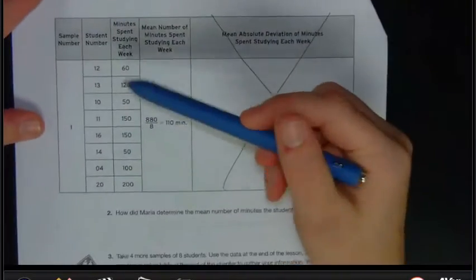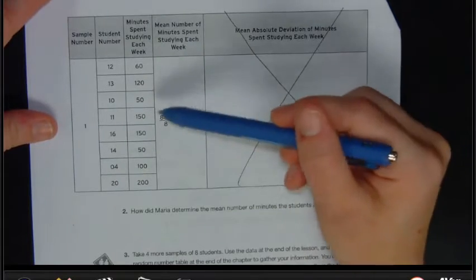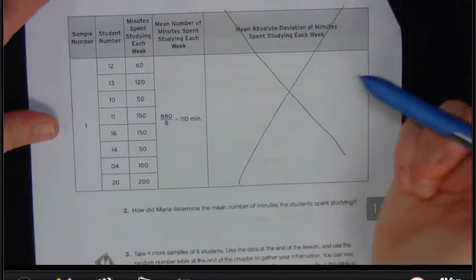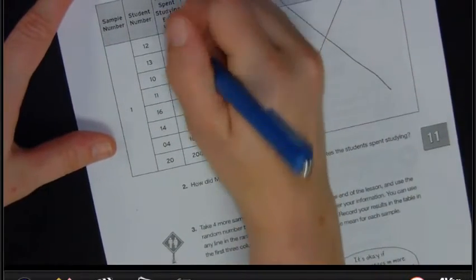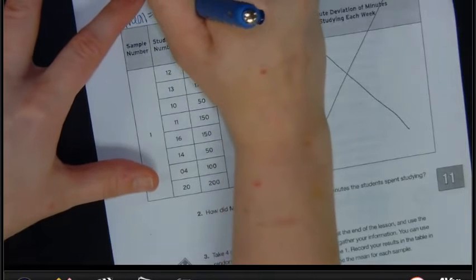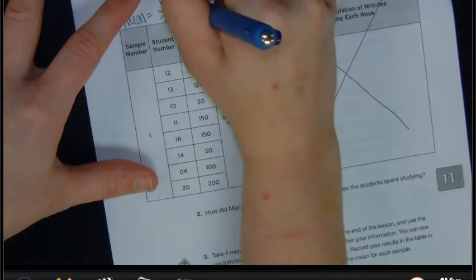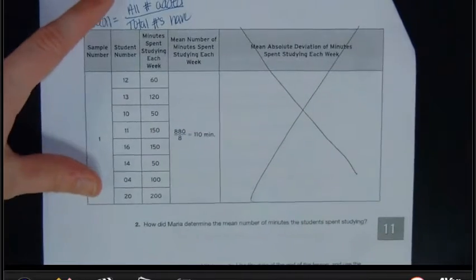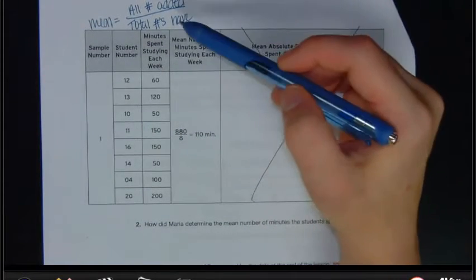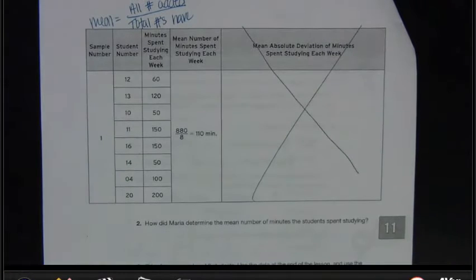So it looks like here's her sample number 1. And here are all the students that she chose. Here's each of the number of minutes that they spent. And then she found the mean number of minutes. Well, remember, to find the mean, mean equals all numbers added divided by total numbers you have. I know that doesn't make English sense, but you add up all the numbers that you have divided by the total numbers that you have. So 880 divided by 8, which gets you 110.